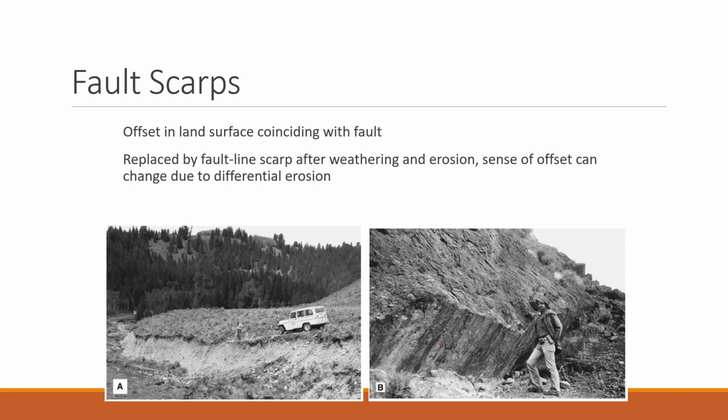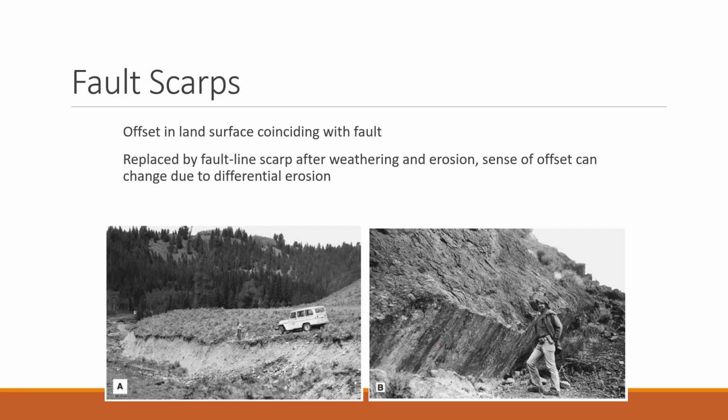When we have a fault, it leaves a record on the Earth's surface. The offset in the land surface that coincides with the fault is called a fault scarp. That is when the blocks have just moved. This will eventually be replaced by what we call a fault line scarp after weathering and erosion.